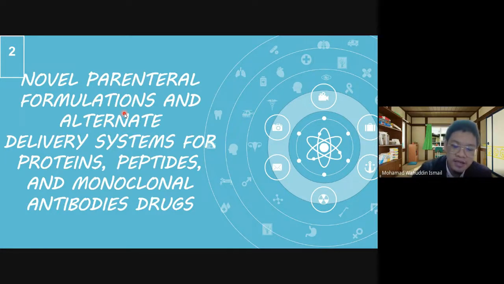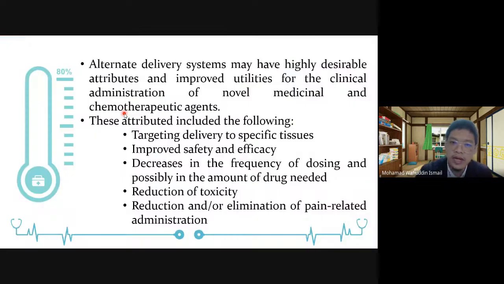Okay, so we look at novel parenteral formulation and alternate delivery systems for protein, peptide, and monoclonal antibody drugs. The alternate delivery system may have highly desirable attributes and improved utilities for the clinical administration of novel medicinal and chemical agents. These attributes include the following: targeting delivery to specific tissues, improved safety and efficiency, decrease in the frequency of dosing, reduction of toxicity, and reduction of administration-related pain.